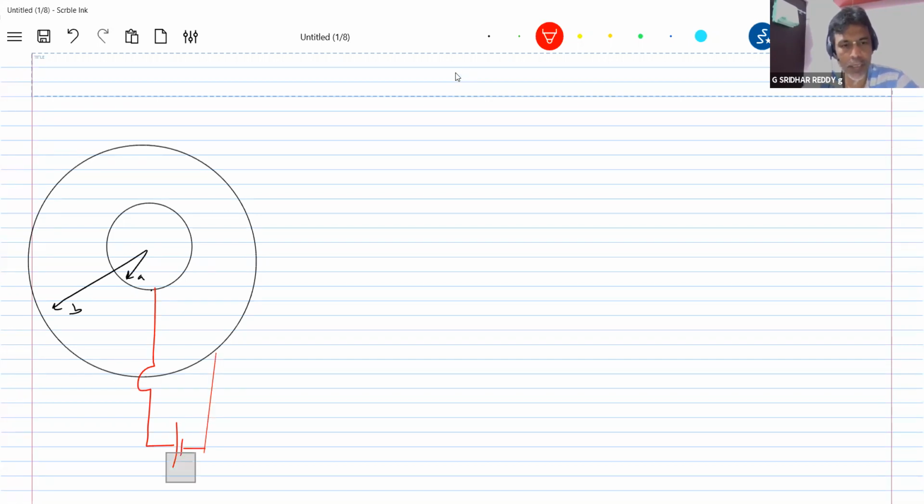This is the applied voltage, say V. Then the positive charge will flow here and deposit. It will induce charge minus Q, and plus Q from here will flow like this. Whenever the spherical shell comes, the cell has to be brought so that it will be very easy for you to understand.